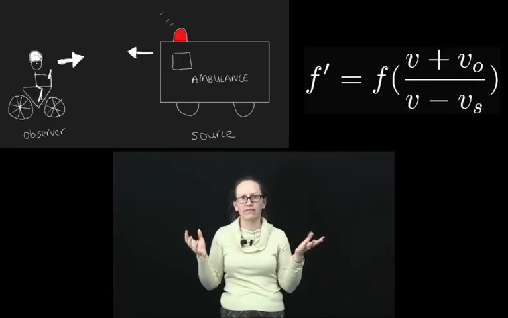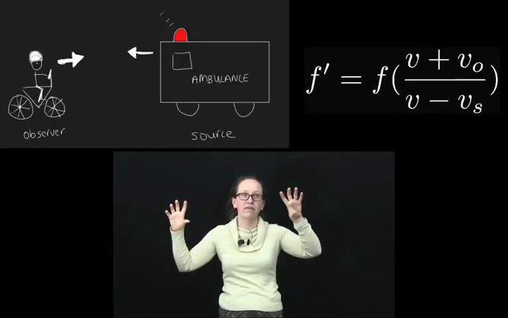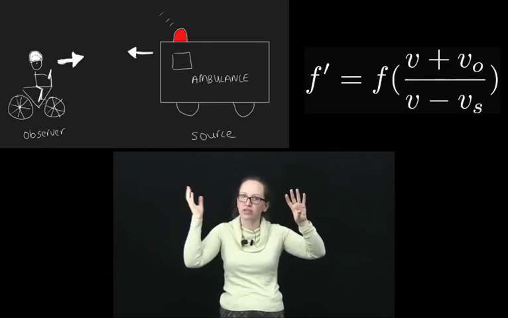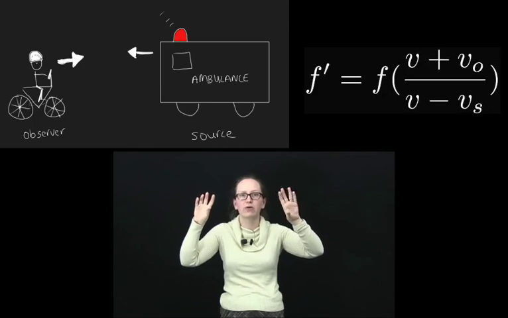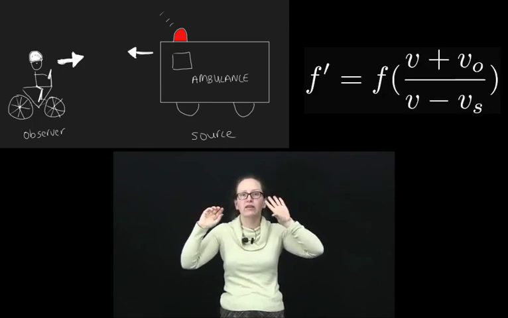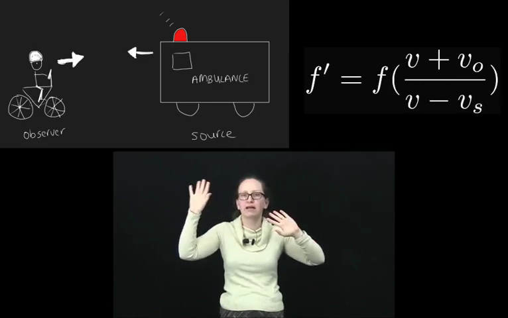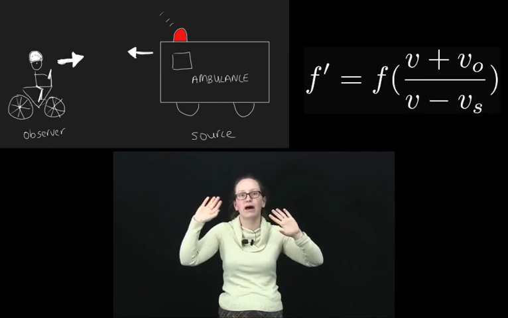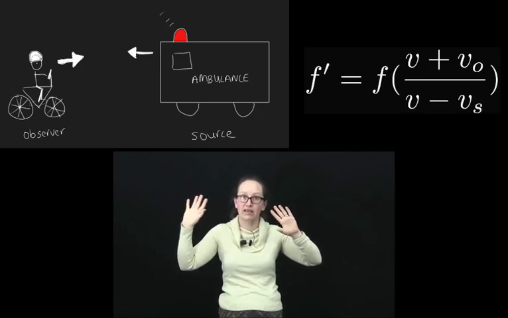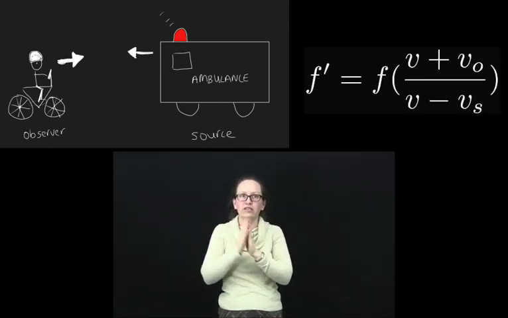So you've seen that for the case where the observer, in this case pictured as the man on the bike, is approaching the source, which is the ambulance, we can work out the frequency observed using the formula f' = f × (v + vo) / (v - vs). In all these equations, vo stands for the velocity of the observer and vs stands for the velocity of the source.